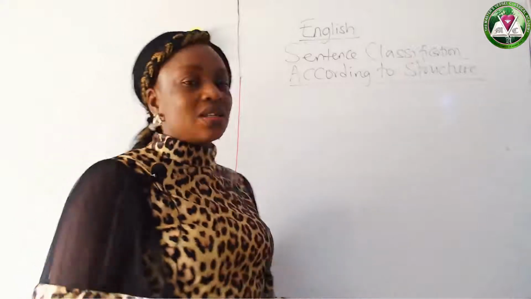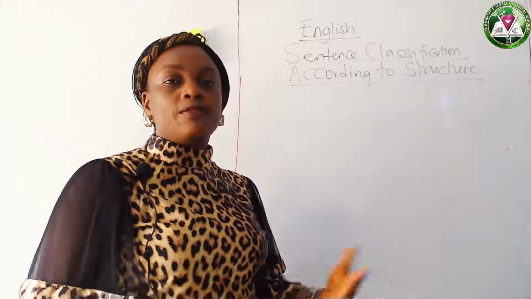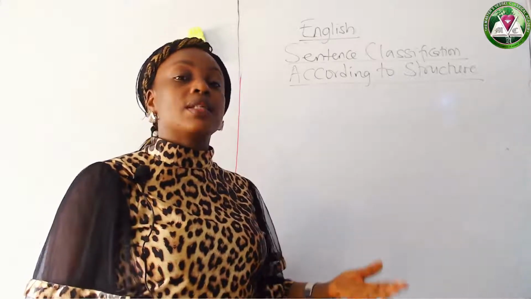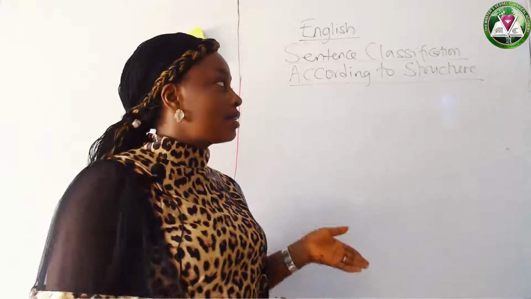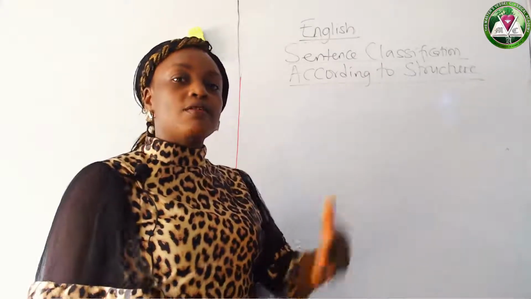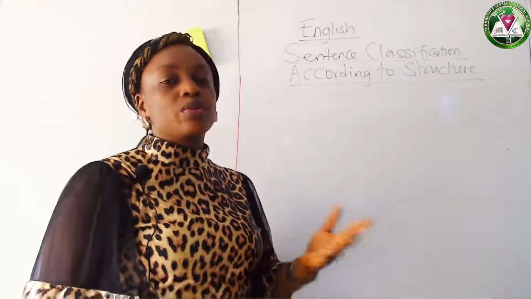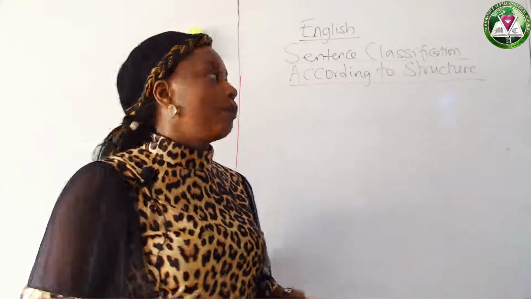Okay, before that, what's a sentence? A sentence is a group of words with a verb or verb group that conveys a complete thought. That means for an expression to be called a sentence, it must be meaningful. It must convey a complete thought. You should be able to say it, and then the listener should be able to understand what you have said perfectly. Okay, that is a sentence.